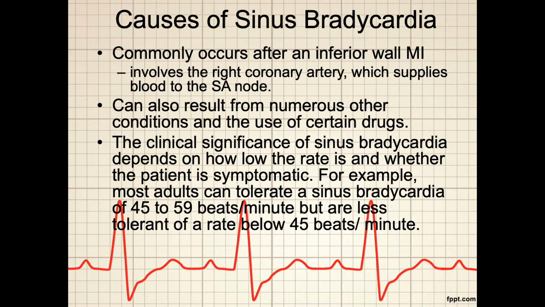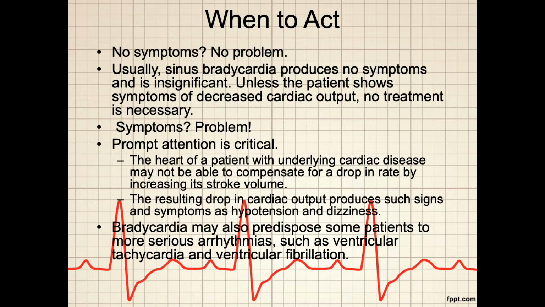The clinical significance of sinus bradycardia depends on how low the rate is and whether the patient is symptomatic. For example, most athletes can tolerate a sinus bradycardia of 45 to 59 beats per minute, but they are less tolerant with heart rates of less than 45 beats per minute. So when do you know to worry? When do you act? Well, if there are no symptoms, there is no problem. Usually, sinus bradycardia produces no symptoms and is insignificant. Unless the patient shows symptoms of decreased cardiac output, no treatment is necessary. However, if there are symptoms, difficulty breathing, confusion, cool skin, etc., it's a problem and prompt attention is critical.